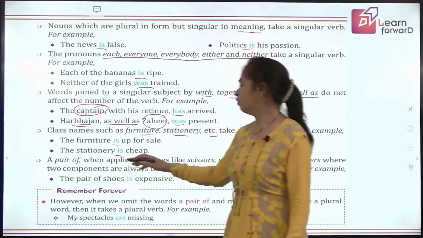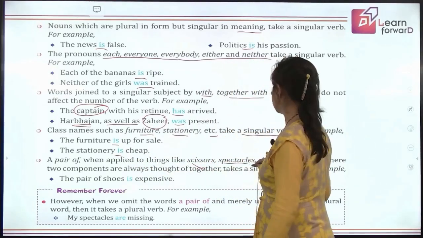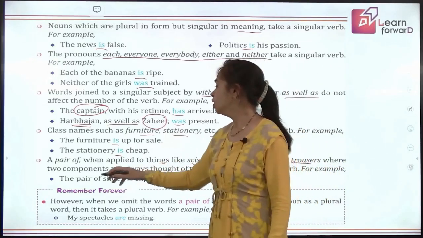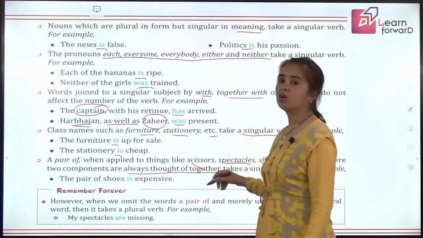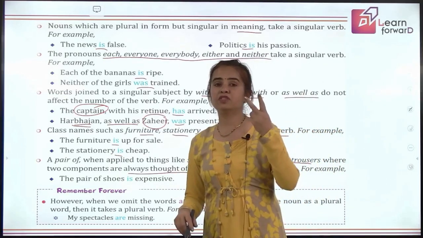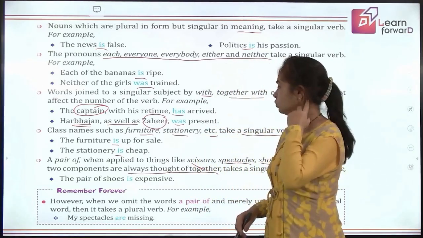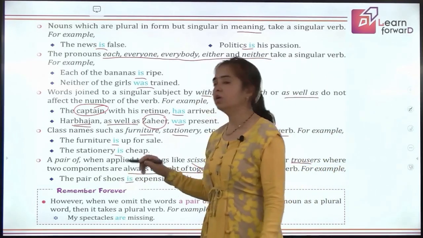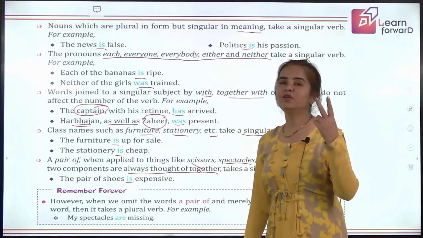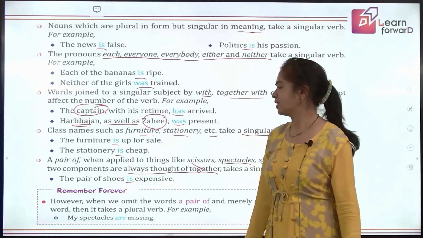A pair of, when applied to things like, we say a pair of scissors, a pair of spectacles, a pair of shoes, trousers, whatever. So two components are always thought of together. You cannot think of a pair of scissors with just one blade. So we are considering them together as one unit, so we use a singular verb here. The pair of shoes is expensive because we do not buy one shoe at a time, right? We always buy it as a unit.